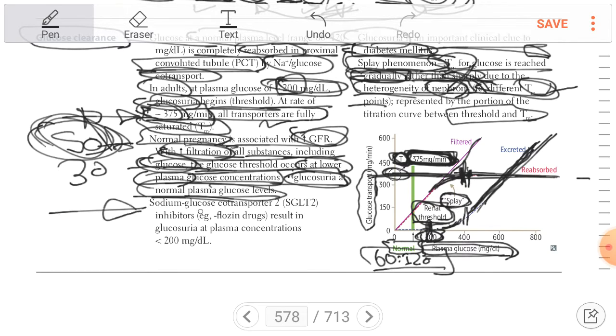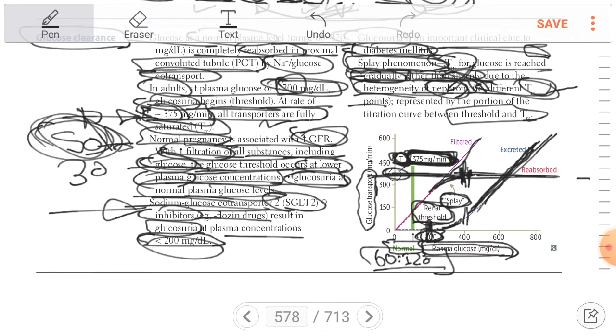Then we spoke about this co-transporter, which is so important, the sodium glucose co-transporter. So in diabetes there is a treatment called what? Canagliflozin, dapagliflozin, which are sodium glucose co-transporter 2 inhibitors, leading to inhibition of reabsorption of glucose, leading to glucosuria at plasma concentration less than 200, which is the threshold, because you are using a drug that will inhibit reabsorption of glucose through the sodium glucose co-transporter, leading to glucosuria at plasma concentration lower than the threshold, lower than 200.